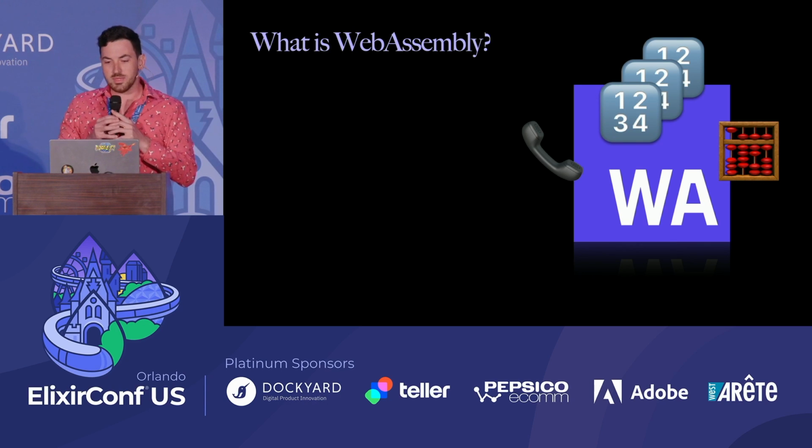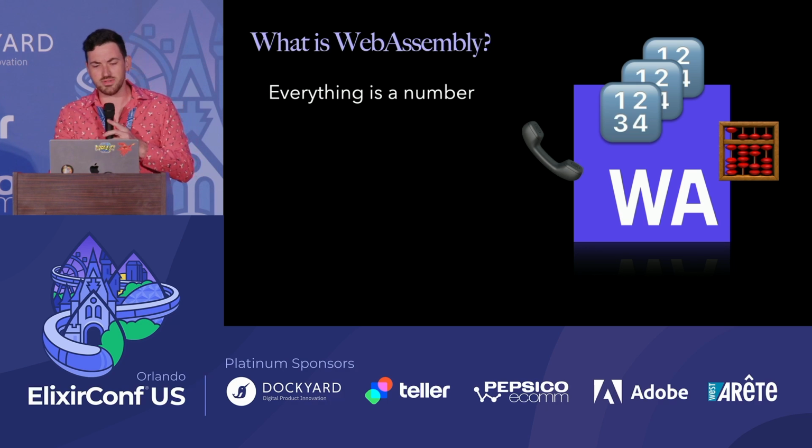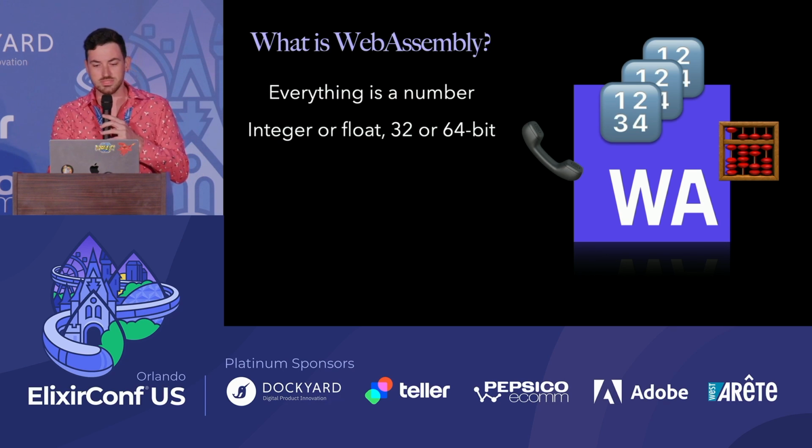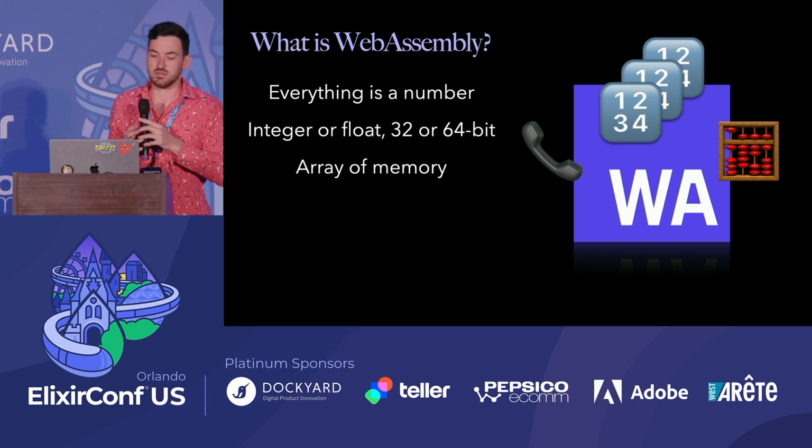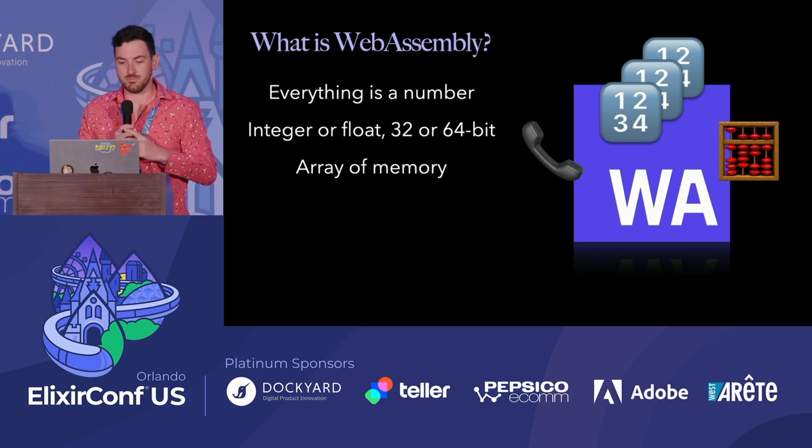So what exactly is WebAssembly? I'm not going to go into too much detail here, but here's my mental model of it. In WebAssembly, everything is a number, and it's either an integer or a float, 32 or 64-bit numbers. And you also have access to an array of memory, so it's like a big array of integers or floats.